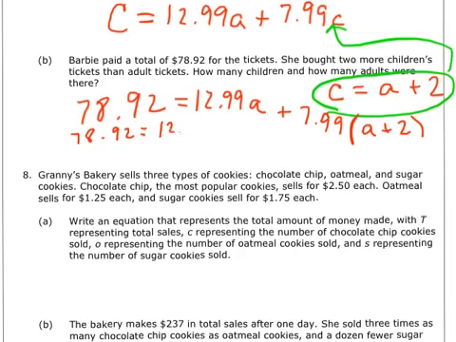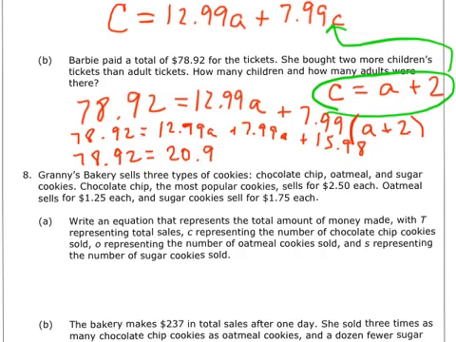$12.99A plus $7.99A, and then $7.99 times 2, which is $15.98, and then we're going to simplify. So $12.99 plus $7.99 is $20.98A plus $15.98. I'm running out of room, so I'm just going to talk you through how to solve this.